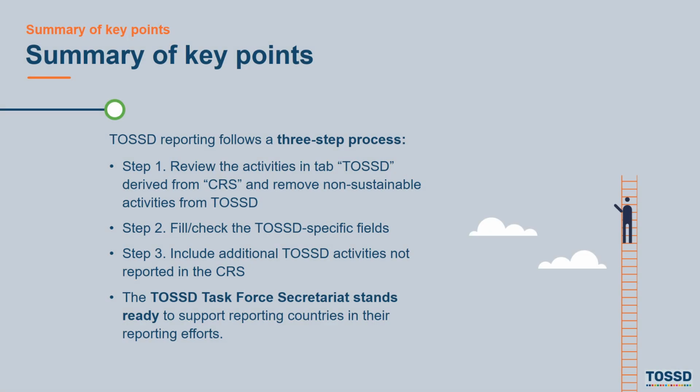Third, TOSTI reporting follows a three-step process. In the first step, CRS reporters review the activities in tab TOSTI derived from CRS and remove non-sustainable activities from TOSTI. In the second step, CRS reporters fill and check the TOSTI-specific fields. In the third and last step, CRS reporters include additional TOSTI activities not reported in the CRS. The TOSTI Task Force Secretariat stands ready to support reporting countries in their reporting efforts.